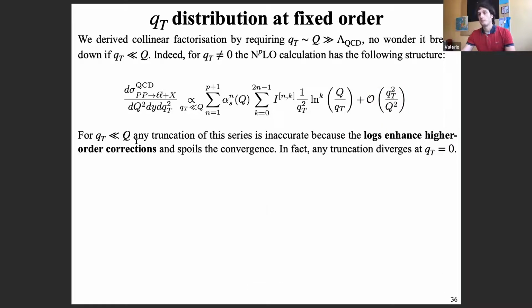So now you see immediately that if QT is much smaller than Q, these logarithmic terms become large. And so any truncation of this series is inaccurate, because it spoils the convergence of the perturbative series. So this means that it is no longer true that higher order corrections in alpha s are smaller than previous orders. So we just cannot truncate the series. In fact, what we see is that the cross-section not only is not computable in perturbation theory, but the cross-section diverges, and the divergence is not integrable at QT equals zero.